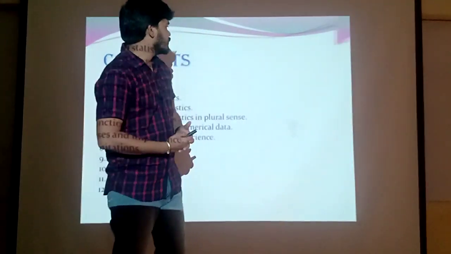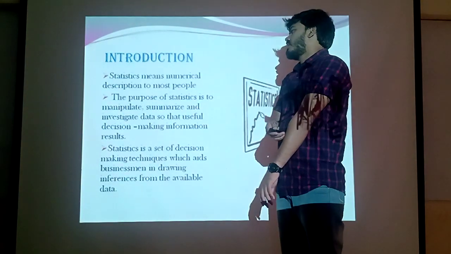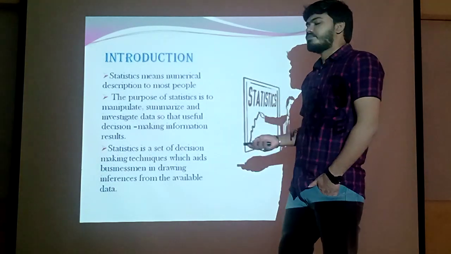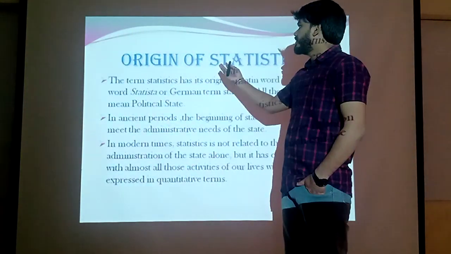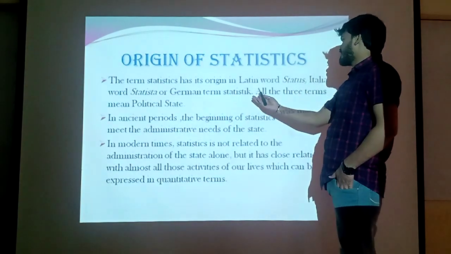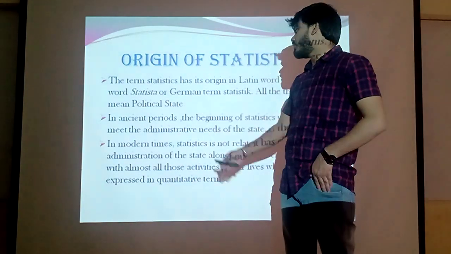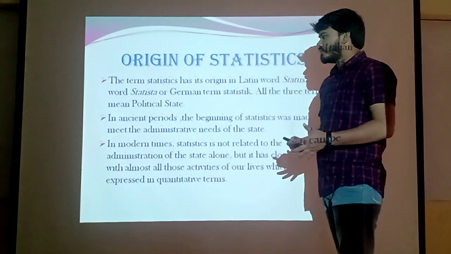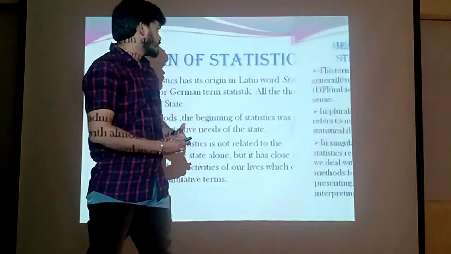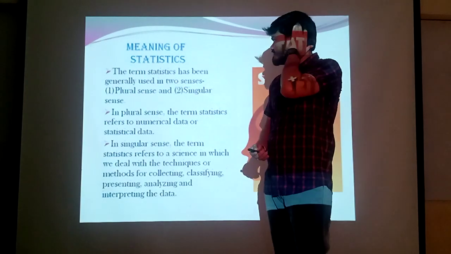Okay. So yesterday we already learned that the meaning of statistics is to manipulate, summarize, and investigate data. It's a set of decision making. Later we discussed that the origin of statistics is political state, that is Statista, as well as status. All three words give the same meaning, that is the political state. And in modern day, in which field are we using more statistical measures? Next, the meaning of statistics, both in the singular sense as well as the plural sense.